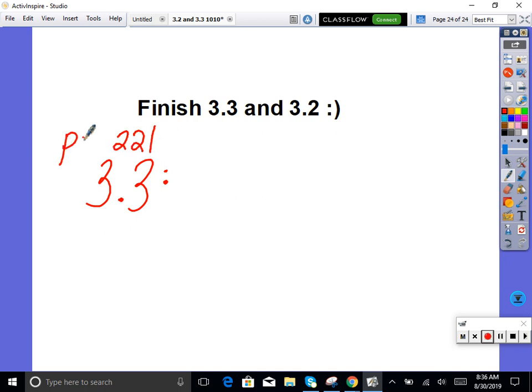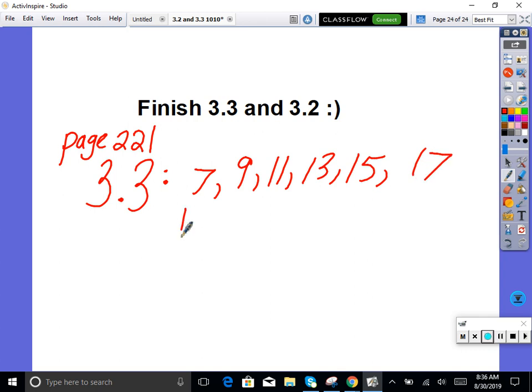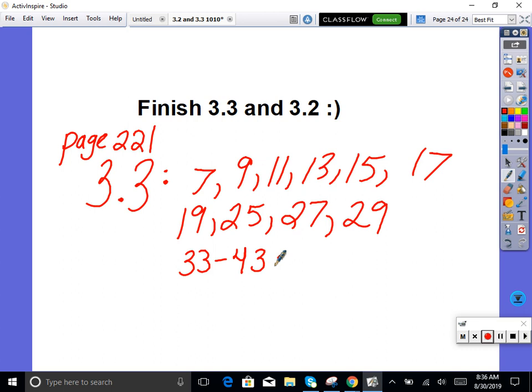It's on page 221, 3.3, 7, 9, 11, 13. Okay, the rest of the time is yours to do homework. You have actually like 30 minutes of class left.